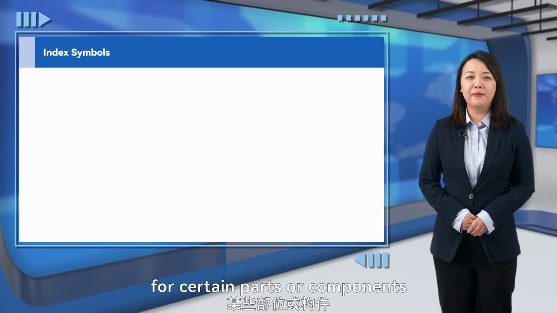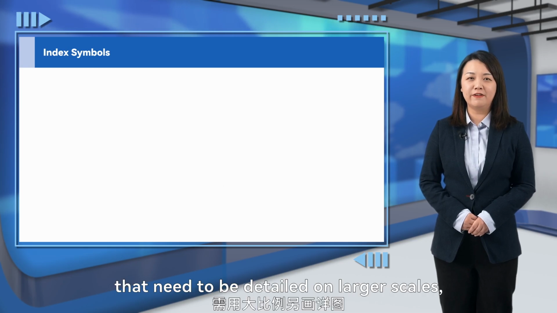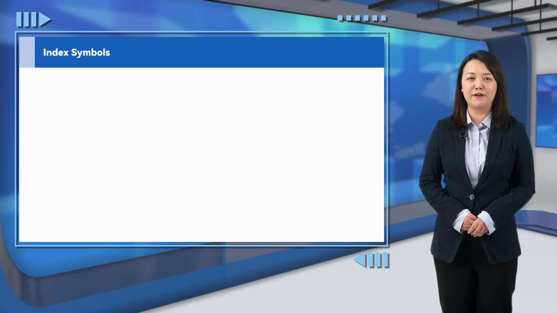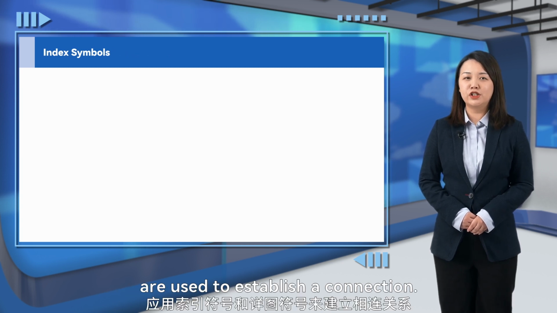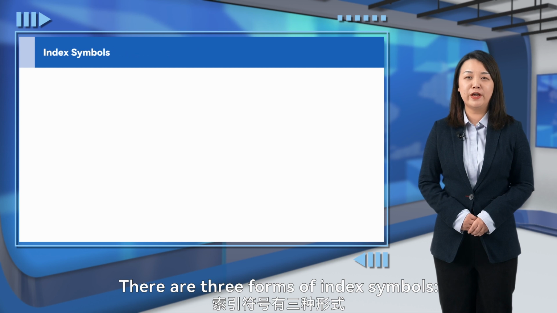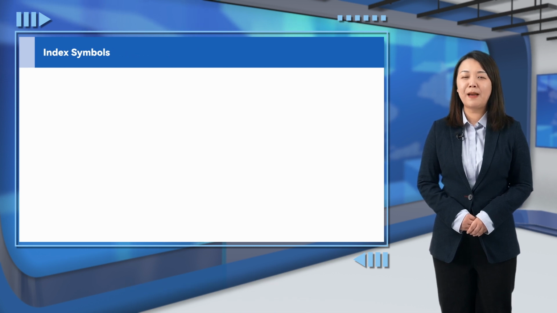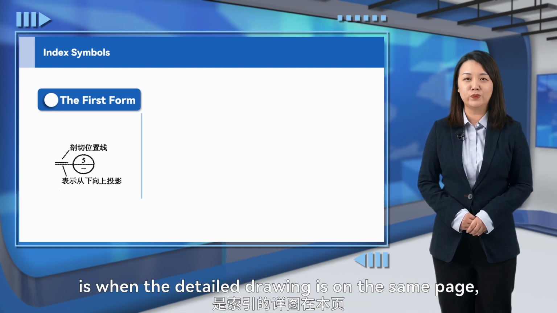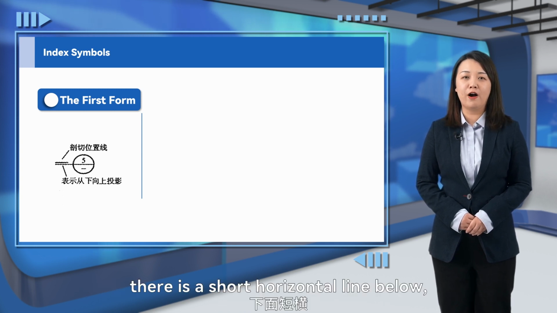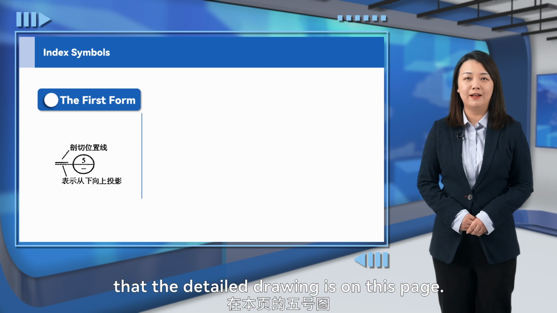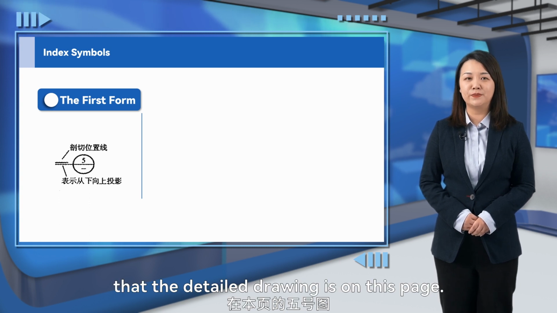5. Index symbols. In construction drawings, for certain parts or components that need to be detailed on larger scales, index symbols and detailed drawing symbols are used to establish a connection. There are 3 forms of index symbols. The first form is when the detailed drawing is on the same page, there is a short horizontal line below, and the number 5 indicates that the detailed drawing is on this page.